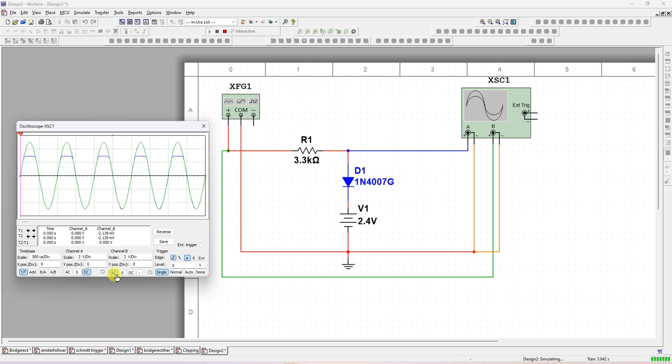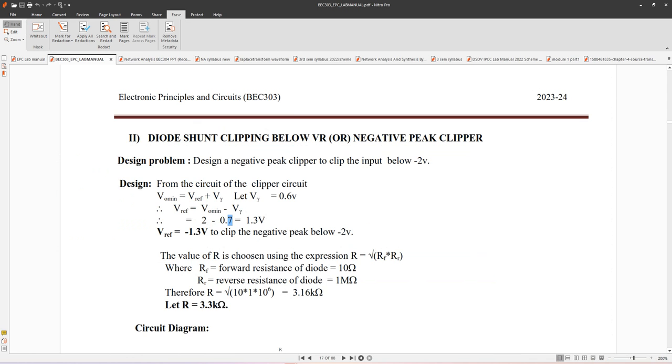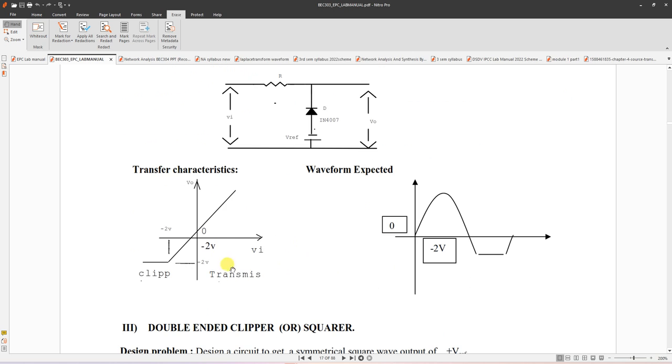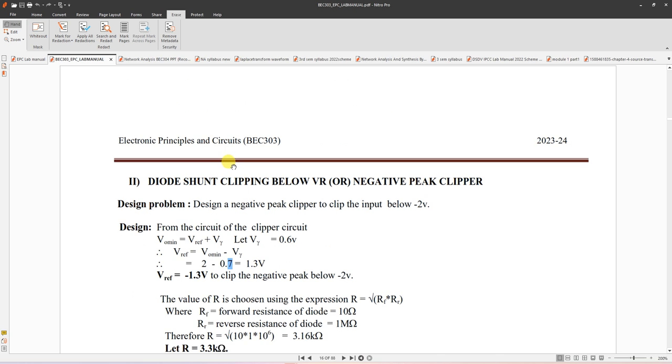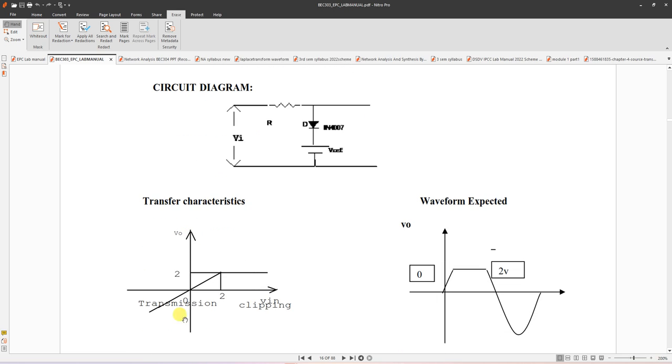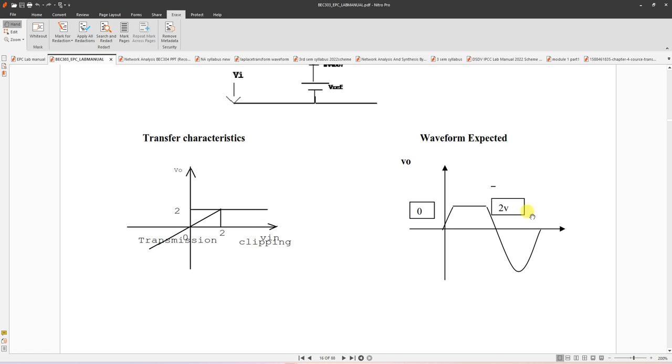Now I want to see the transfer characteristics. Okay, like this or like this transfer characteristics. So this waveform is the output we are getting now, the expected output. In the expected output, the clipping edge occurred at 2 volts. This is the x-axis time, the y-axis is voltage.